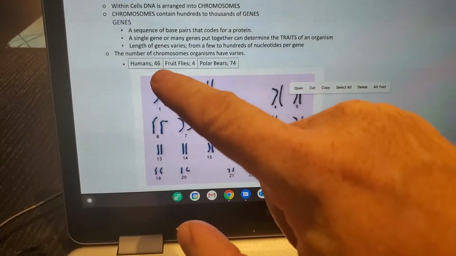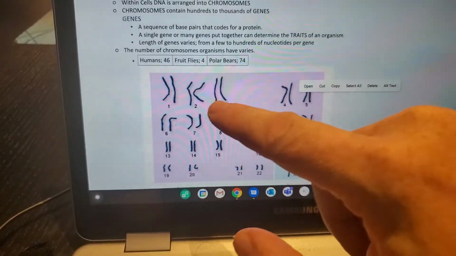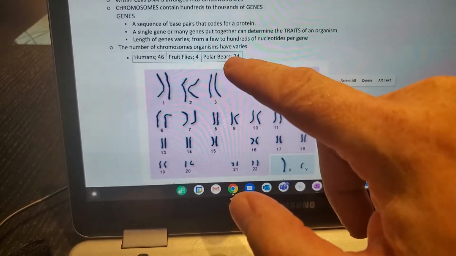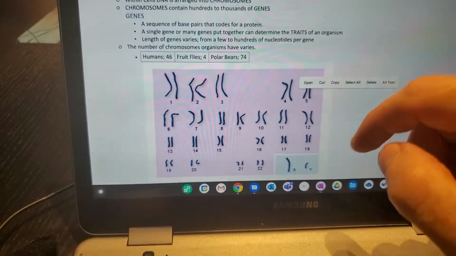Different animals have different numbers of chromosomes. Look, fruit flies only have 4 chromosomes. Polar bears, 74. Cool.